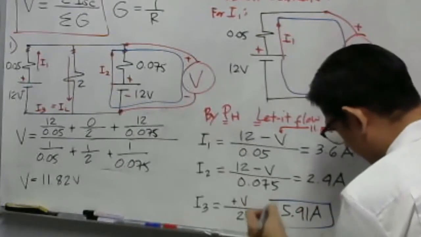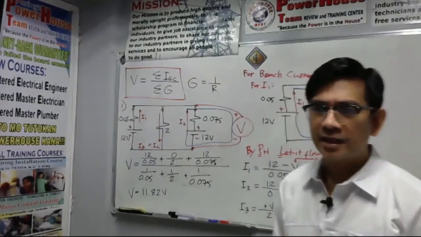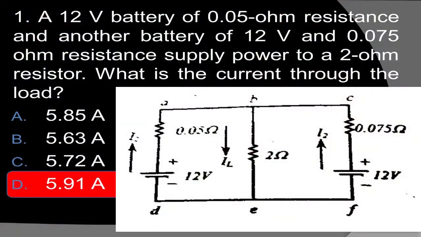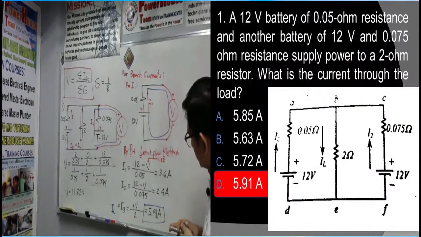Let's take a look at our choices. What letter is this, guys? Okay, the answer would be letter D. 5.91. That will also be our load current.